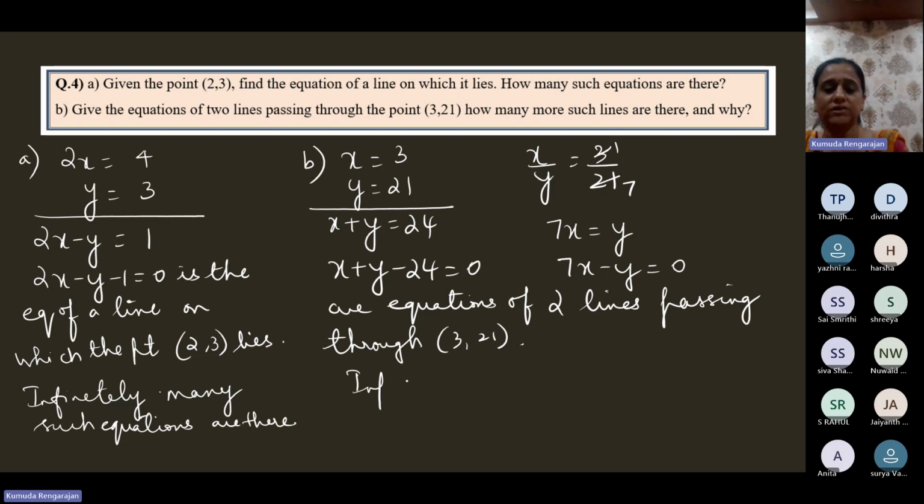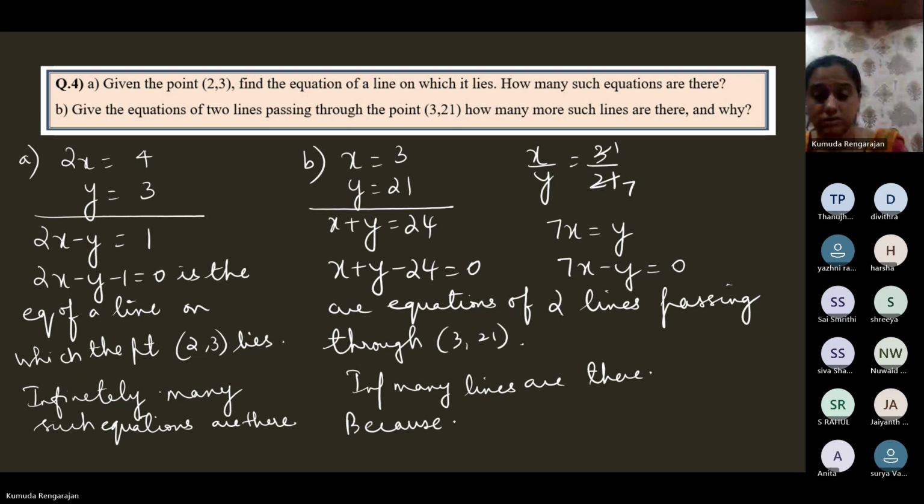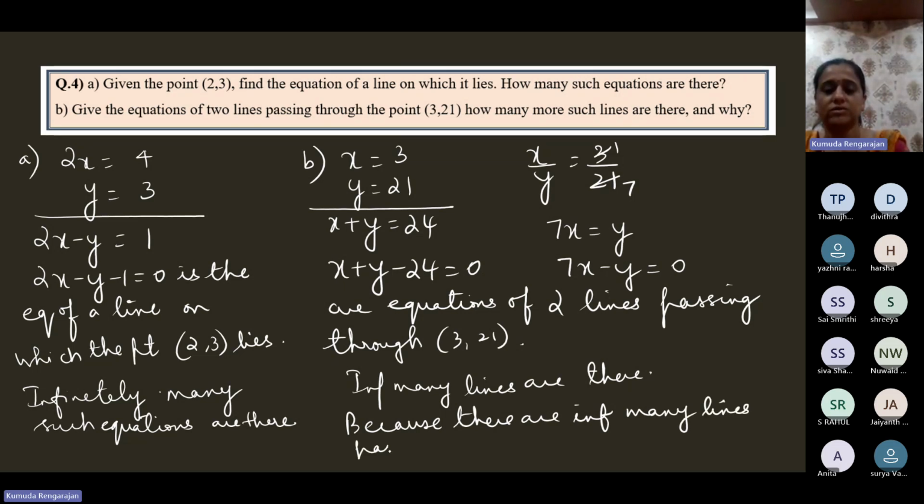And how many more such lines are there and why? Infinitely many lines are there. Why? Because there are infinitely many lines passing through a given point.